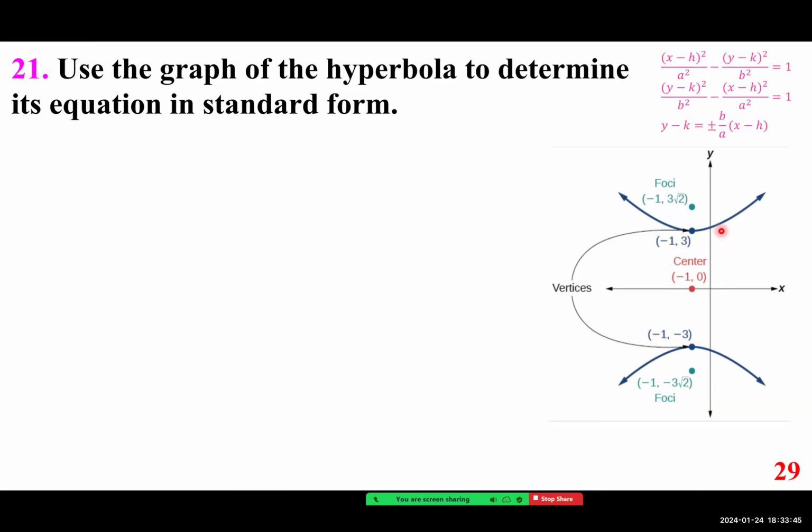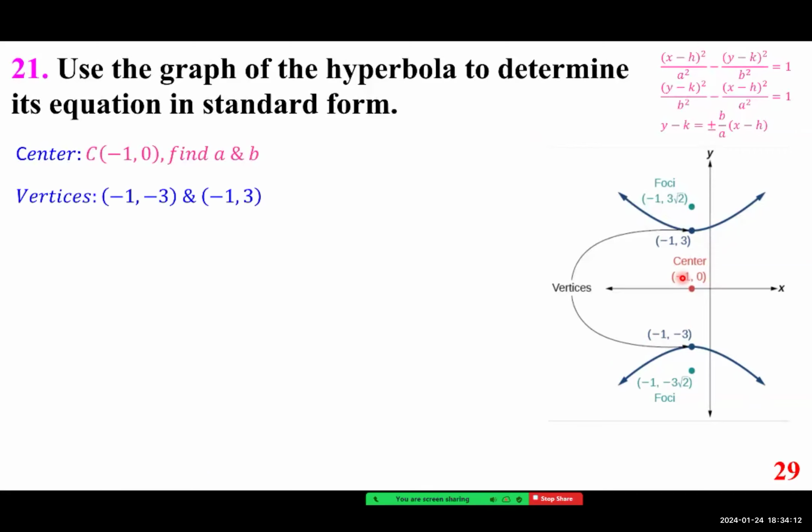And so we are going to write the center and we want to find a and b. Of course, this distance is b. Why is it b? Because we are using this formula. When it opens up and down, we use this formula, everybody. Therefore, it's this distance, which is simply 3. That's the value of b. Vertex is located at negative 1, 3, and negative 1, negative 3. So b units up and down, this distance is 3 units.